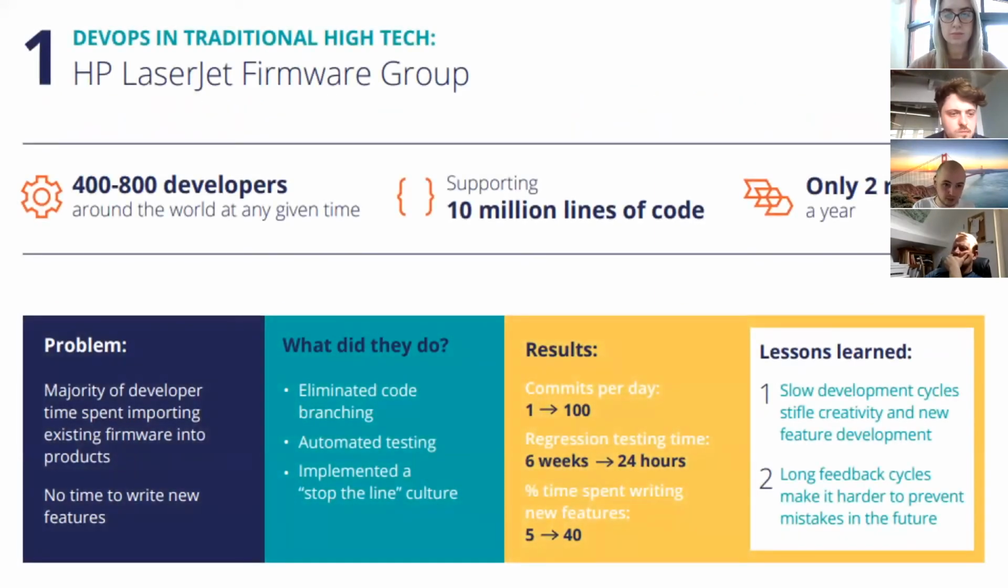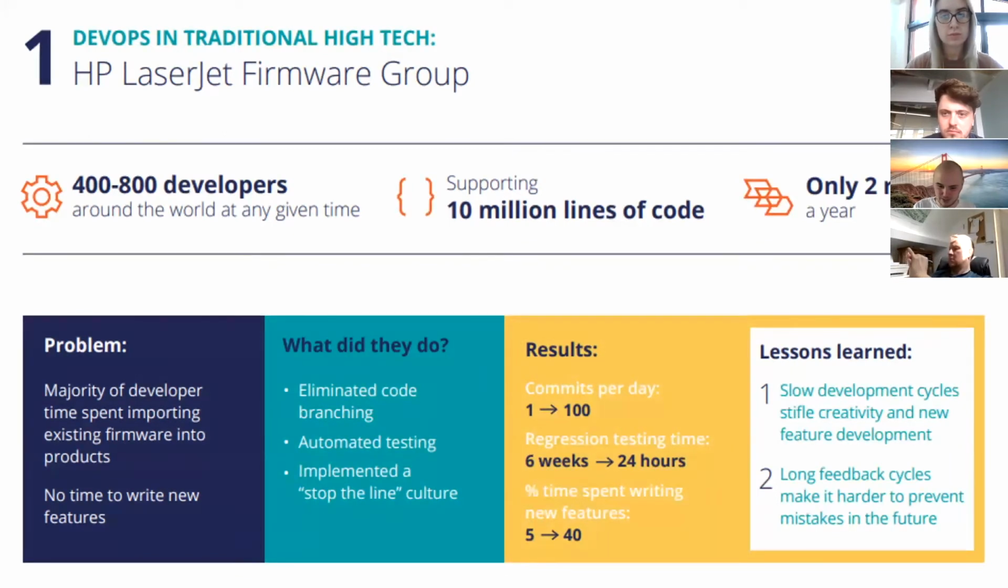So HP, I found this in the State of DevOps report, I think it was from a couple of years ago, where HP have had similar success from doing stuff like this. They've gone from 2 releases a year to having over 100 commits a day. Their testing time's gone down, and actually their time spent on new features has gone from 5% to 40%. So that's a massive increase in what you're doing for your customers.